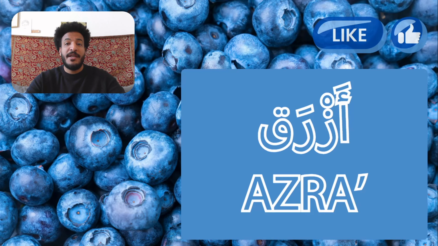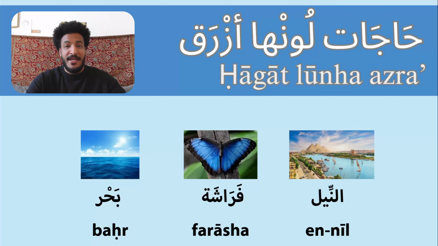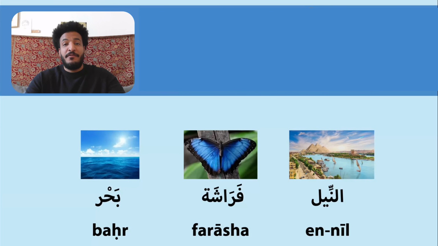The color blue in Arabic is أزرق. Okay? حاجات لونها أزرق. Things with the color blue. And the first word we have here, of course, is the Nile River.